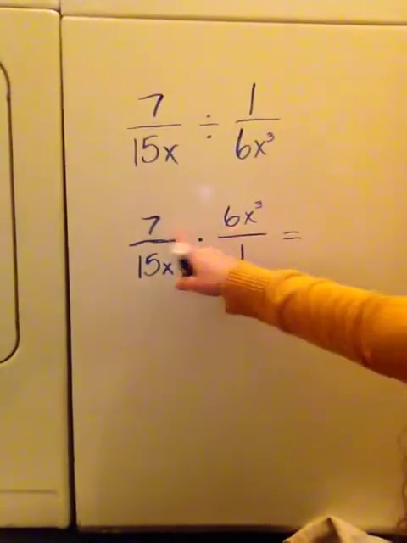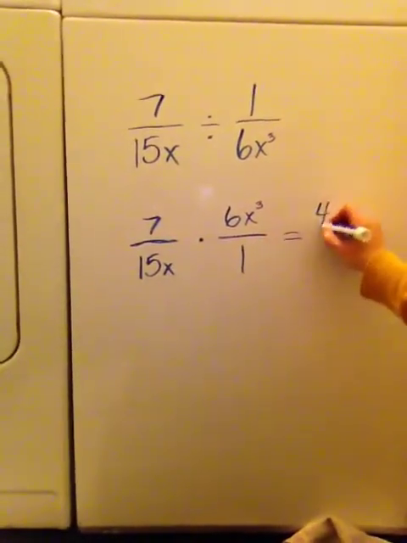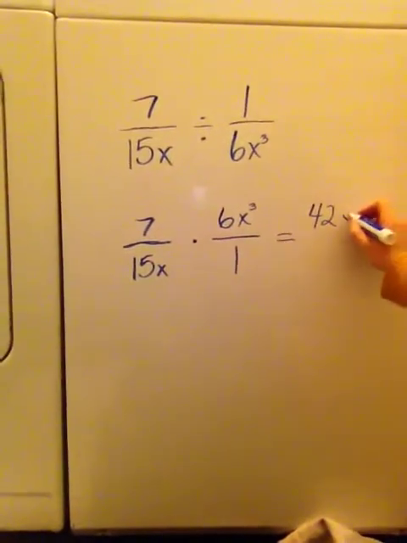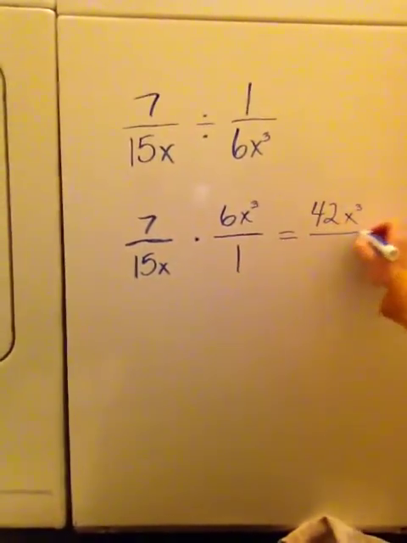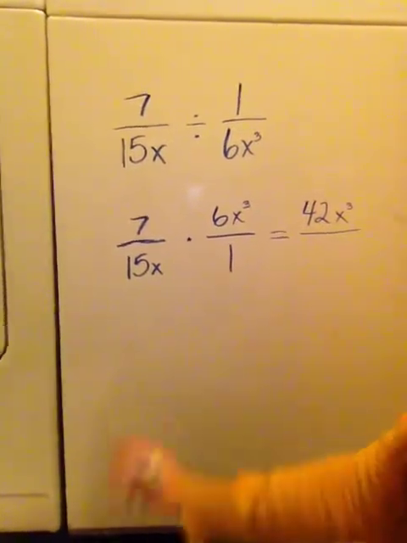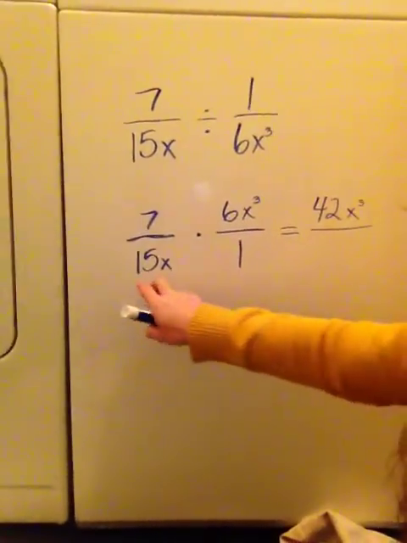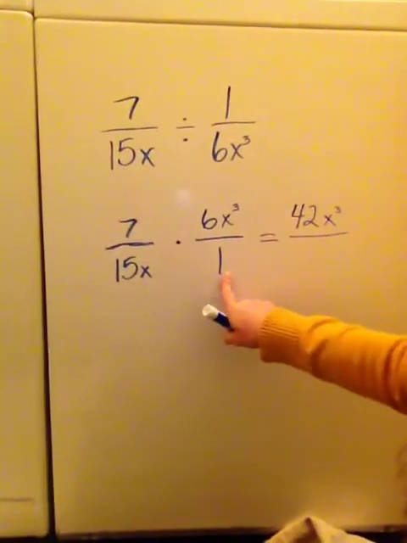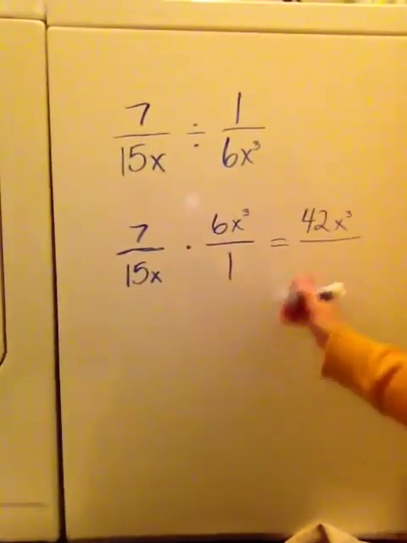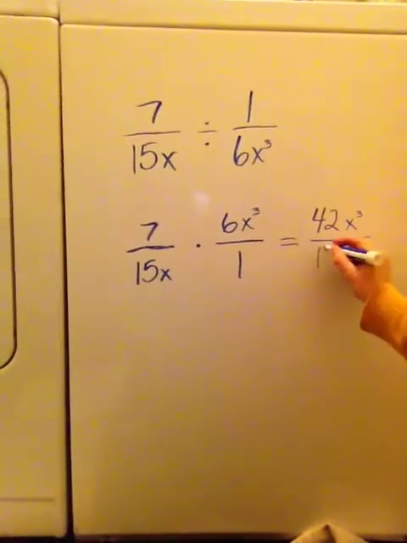Multiply my coefficients. 7 times 6 is 42. No x's over here, so my x to the third doesn't change. I didn't multiply the x's by any more. Now I look at the denominators. 15x times 1. Anything times 1 stays the same, so it's just going to be 15x.